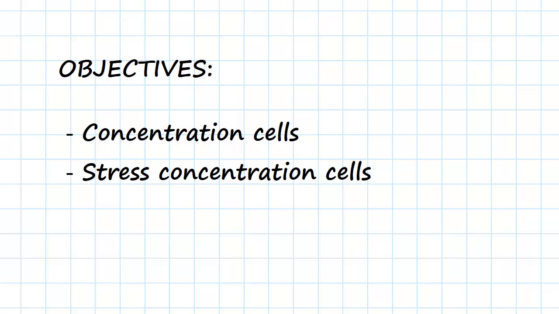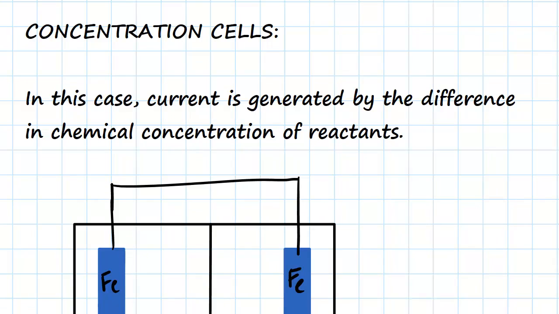So the objectives of this video are to learn about concentration cells and then stress concentration cells. Okay, so a concentration cell is very similar to the galvanic cells that we were looking at in the previous video, but in this case, the current is generated by the difference in chemical concentration of the reactants.